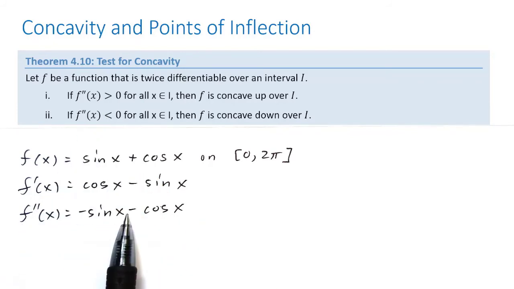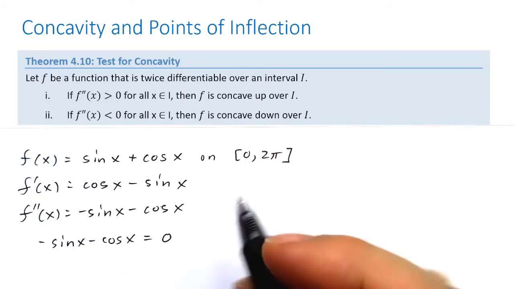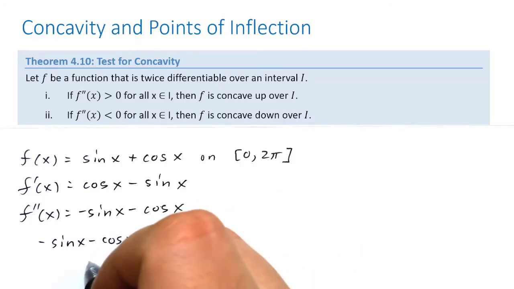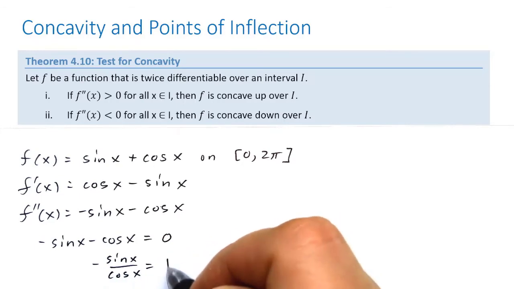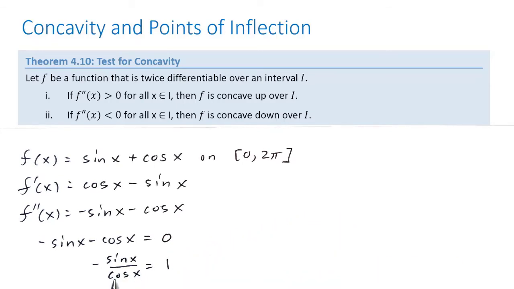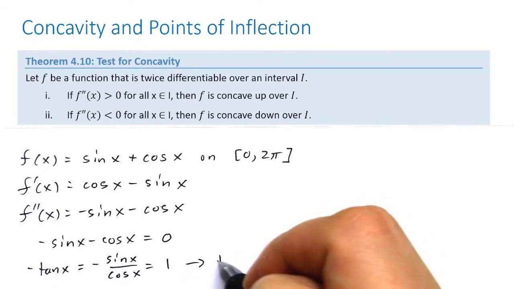So we'll look to see where it's 0 first. All right, so let's set this equal to 0. And we'll solve for x. So let's add cosine x to both sides, and then divide both sides by cosine. So what do we get? We get this, but what is this equal to? This is the negative of tangent x. Or in other words, for negative tangent x to equal 1, that's the same thing as saying that tangent x equals negative 1.